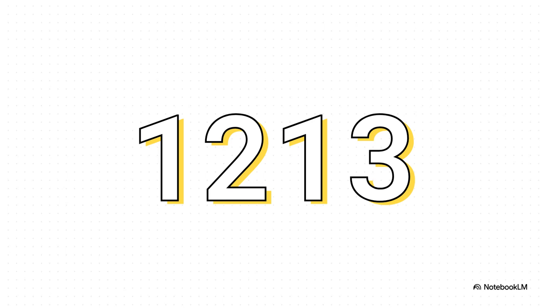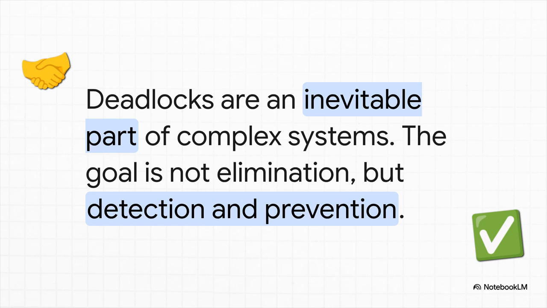And if there's one number you take away from this, let it be this one, 1213. When MySQL detects a deadlock and picks a victim, it doesn't just fail silently. It sends back error code 1213. This is the exact signal your application code needs to listen for to trigger that retry logic. You see 1213? You know what to do. Time to try again.